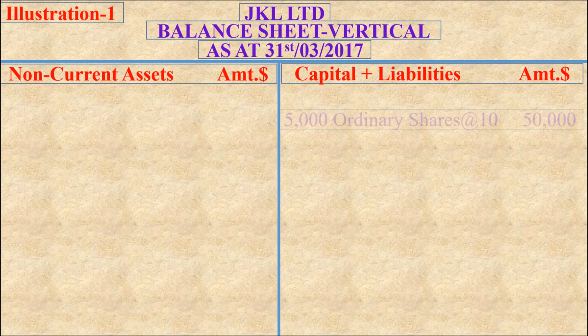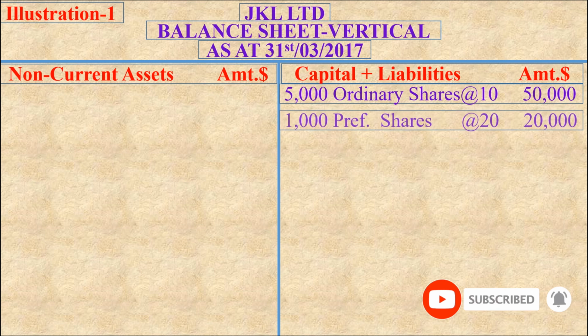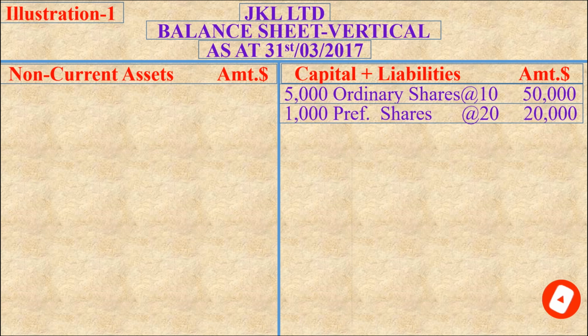So under capital and the liabilities, we have got 5,000 ordinary share capital at $10 per share, translating to 50,000. Then 1,000 preference shares at $20, which translates to 20,000. Then we go to non-current liabilities.